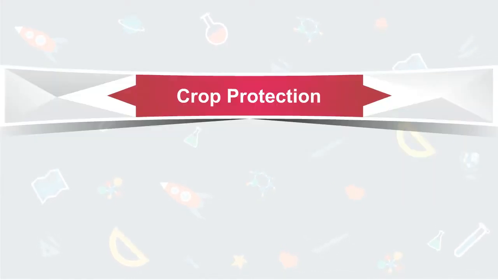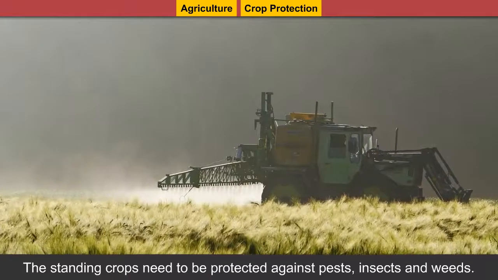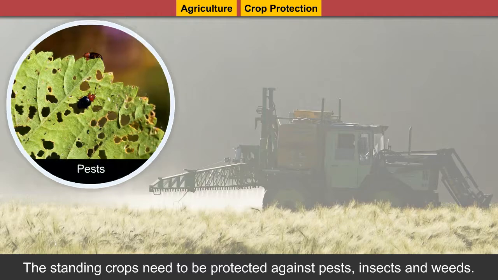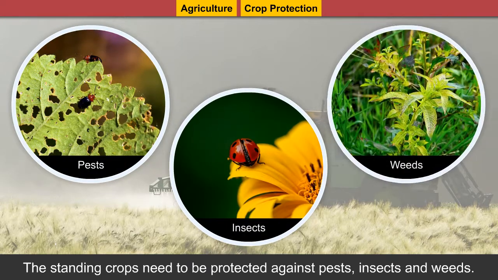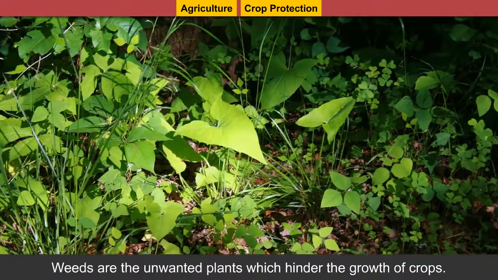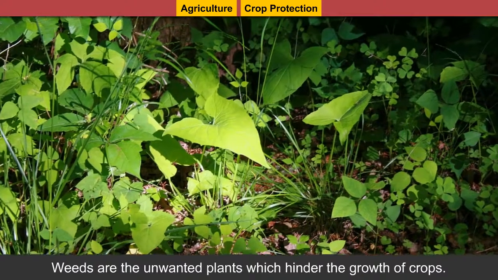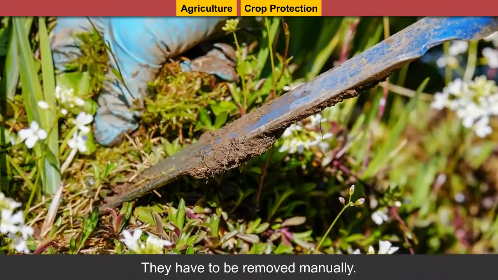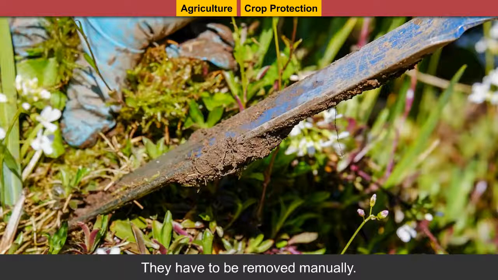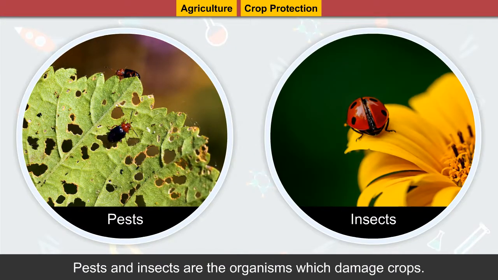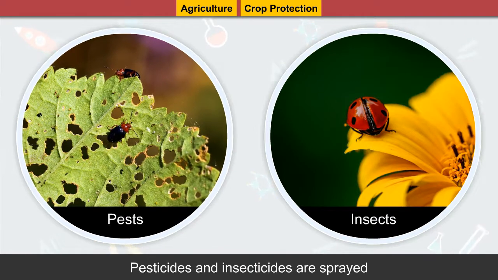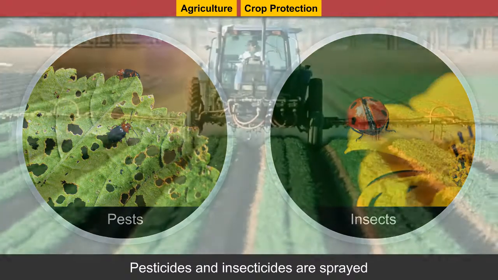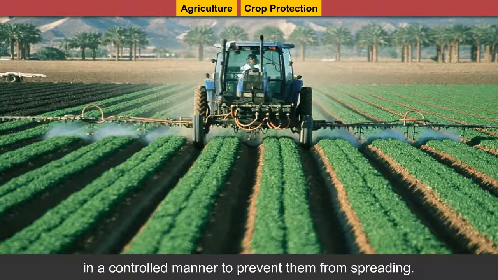Crop protection. The standing crops need to be protected against pests, insects and weeds. Weeds are the unwanted plants which hinder the growth of crops. They have to be removed manually. Pests and insects are the organisms which damage crops. Pesticides and insecticides are sprayed in a controlled manner to prevent them from spreading.